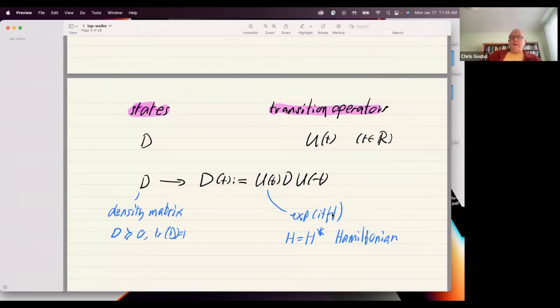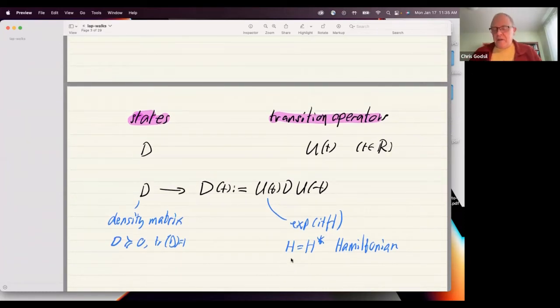The U of t for everything we're doing today is going to be exp(itH), where H is some Hermitian matrix. Okay, in practice, H is going to be some form of adjacency matrix or Laplacian matrix. In fact, today it will normally be a Laplacian matrix, but the only requirement to make things work is that H be Hermitian. Okay, so you have the Hermitian matrix usually coming from a graph, and we have density matrices, and the two things combine to give us a continuous quantum walk.